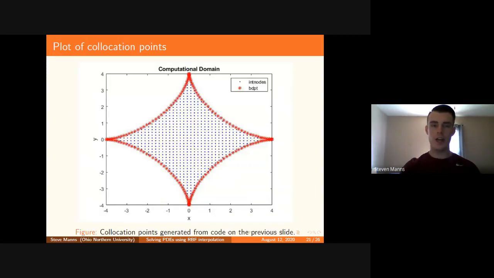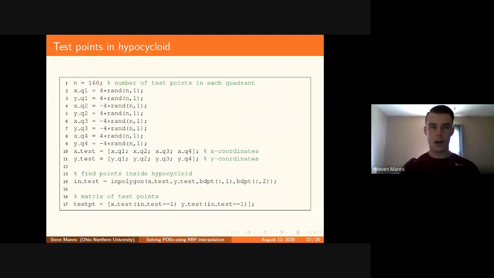This is a verification that our approach has worked. The blue dots are the interior nodes, red asterisks boundary points. The other steps have remained the same, so all that is left now is to generate test points and verify the accuracy.